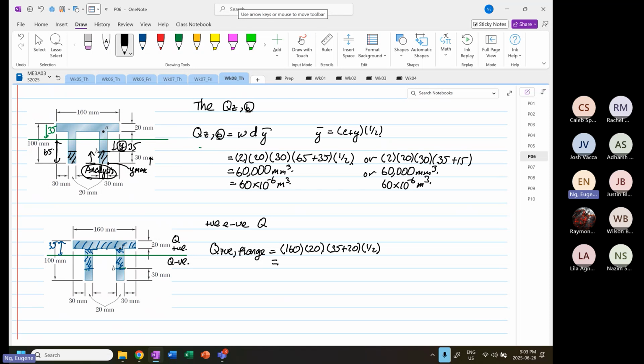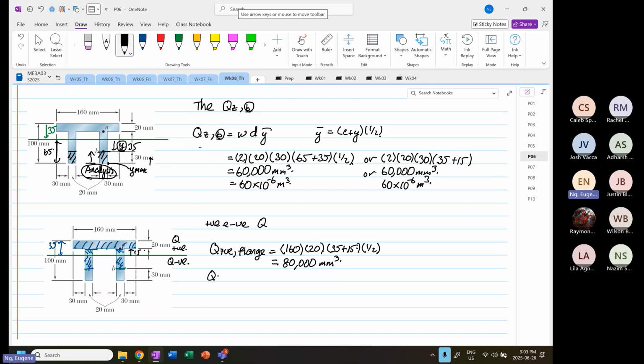So 160 times 20 times (35 plus 20) times 0.5 is equal, wait, 35 plus 20, is it 35? Yeah, 35. Oh, no, not plus 20. That's where I got it wrong, because the distance from here to here is 15. Y is 15. I do apologize. So (35 plus 15) times 0.5 times 20 times 160 is equal to 80,000 again. Millimeter cube.